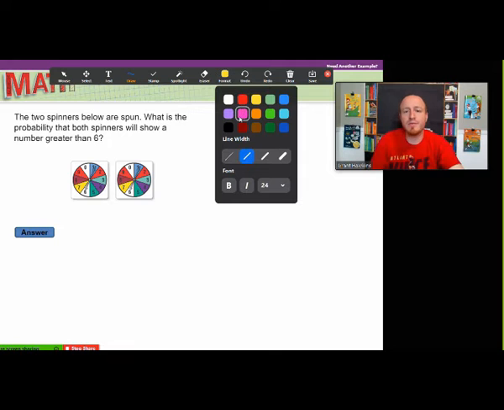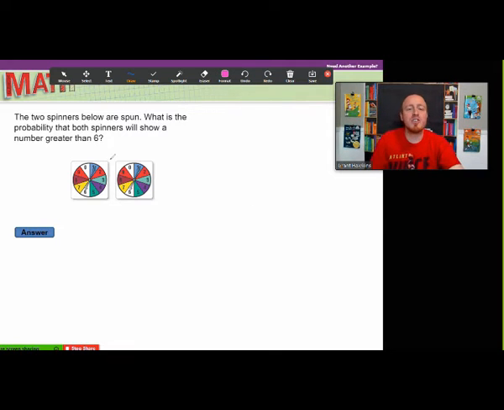Use not yellow. Use pink. So the probability that both spinners will show a number greater than 6. Well, we could make a chart, right? We could make a chart and it would be a lot because there are 10 possible outcomes on the first one and 10 on the second. We have to make 100. I'm not doing that. I'm going to use multiplication.